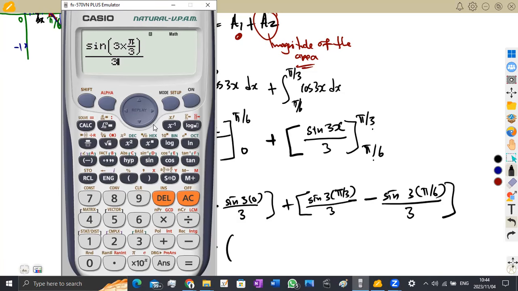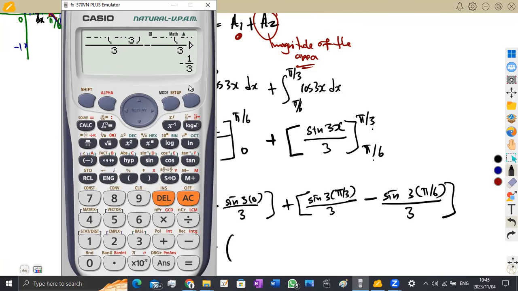Everything over 3 minus the sine. So you're going to have the sine. Let's check, do we have a negative? Okay, we do not have a negative there. You're going to have a minus there. Then a fraction. We have the sine of 3 times pi over 6, that is pi over 6 like this. Then we're going to have everything over 3.